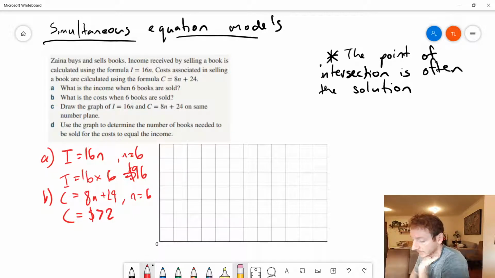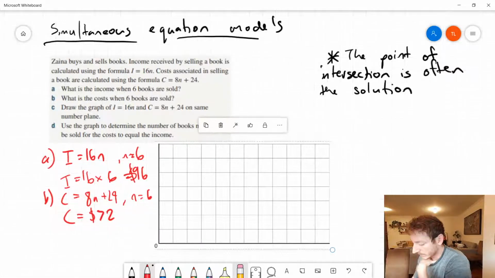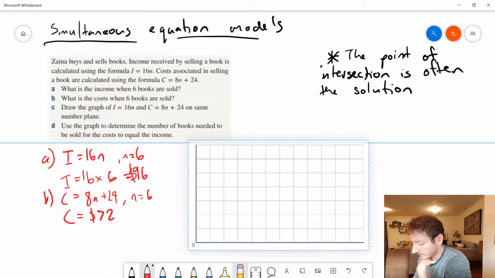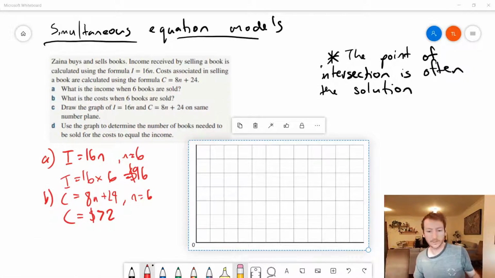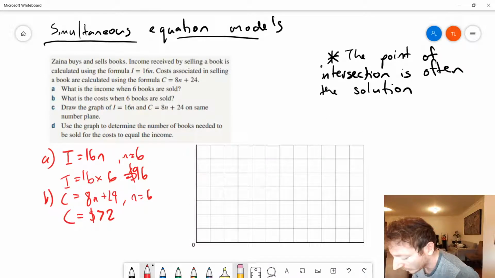Alright, now, draw the graph, which is why I've got this graph paper here. Might move it over a bit, if I can. Yep. Am I still behind the camera there? I am, good. Draw the graph of both.